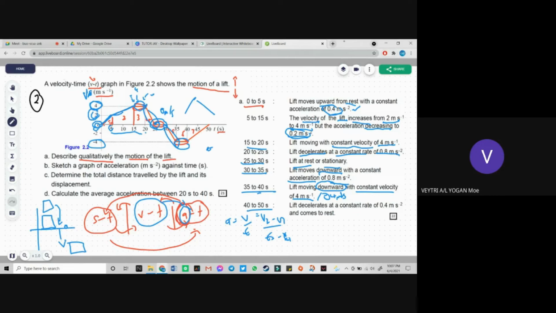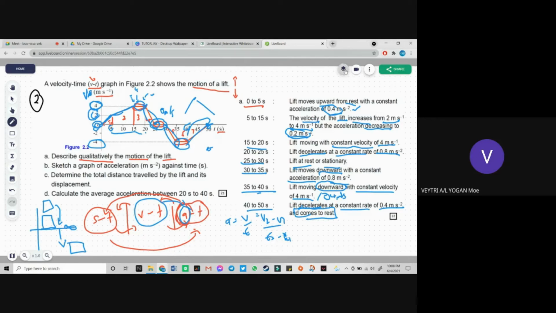Okay? Next, 40 to 50 second. 40 to 50, walaupun dia balik, tapi kena explain dua benda. Satu, yes, decelerating sebab dia dari bawah nak pergi ke kosong. Anything nak pergi ke kosong atau initial point, decelerating. Tapi kalau from initial point dia pergi mana-mana, is acceleration or moving downwards, moving upwards. Okay? At constant rate, kenapa? Linear graph. And then of 0.4, calculate it through the graph. And comes to rest. Ini jangan lupa. Kenapa? Dia balik sini. Sini sudah kosong. Okay? Alright, that is for A.